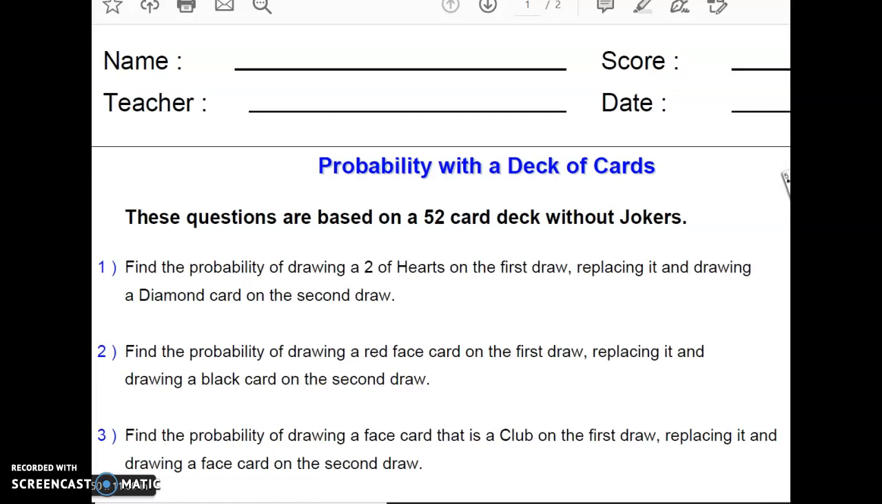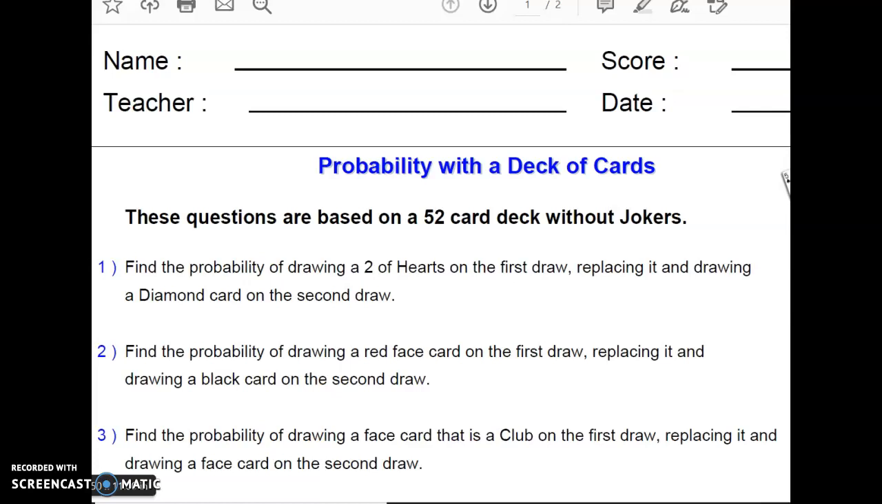Now let's look at those same two problems, but let's assume we didn't replace the card. If we don't replace the card, there's going to be one less card in the deck. So there'll only be 51 cards to choose from. So the first problem, find the probability of drawing a 2 of hearts on the first draw. Well, there's only one 2 of hearts, so that's 1 out of 52. Then we don't put it back.